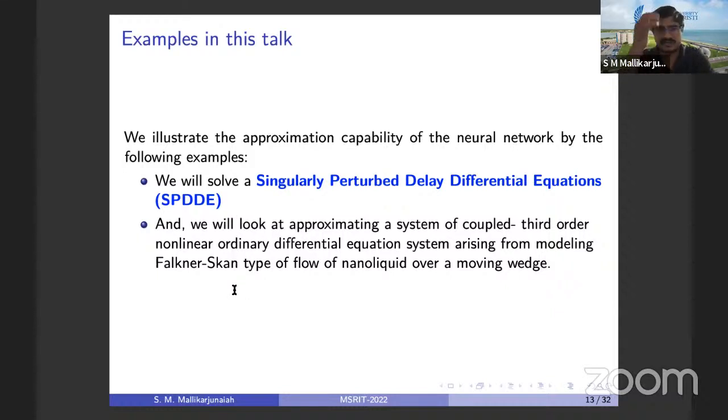Now we have done several. We have done fifth order, sixth order nonlinear and linear ODEs, and also up to ninth order ODEs. And we have also done partial differential equations, and even integral equations, Volterra integral equations also.